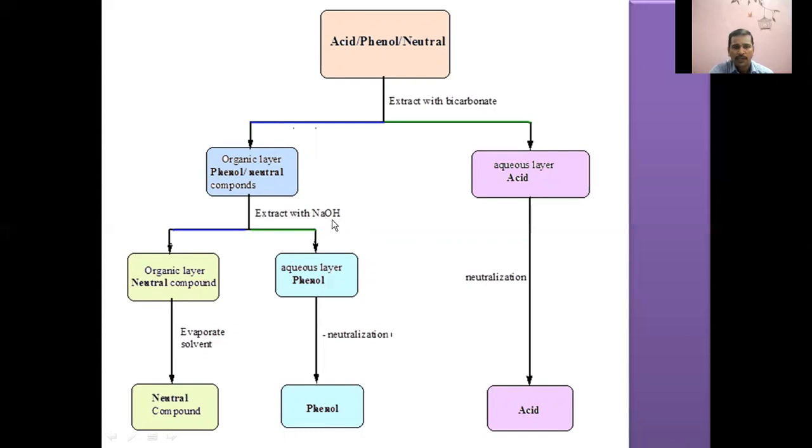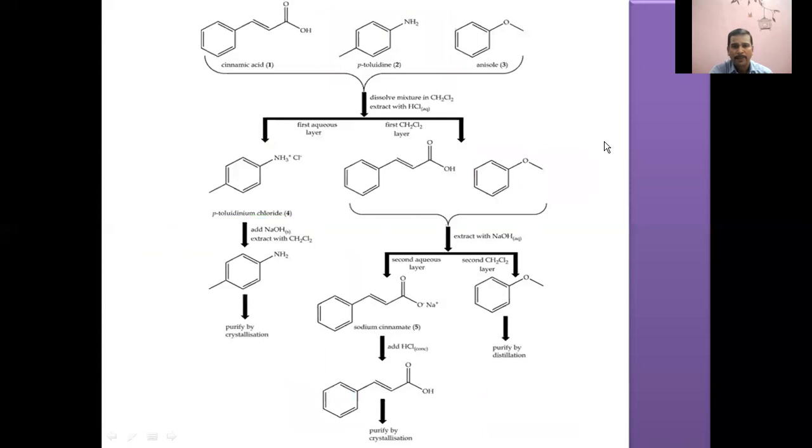Sodium phenolate is aqueous soluble, organic insoluble. So after the addition of NaOH, you shake the separatory funnel. Phenol will be converted into sodium phenolate, and that is water soluble. It will come to the aqueous layer. Neutralize sodium phenolate by the addition of acid to convert sodium phenolate into phenol. Recrystallize it. Over. Now the organic layer is left with only neutral compound. Evaporate the organic solvent, you will get neutral compound. So neutral compound, phenolic compound, and acidic compound can be easily separated by using this liquid-liquid extraction technique.